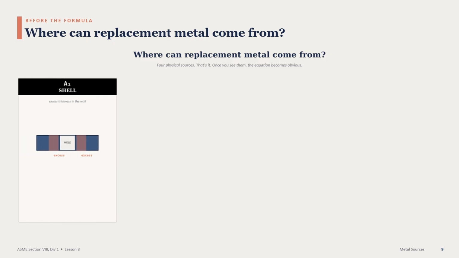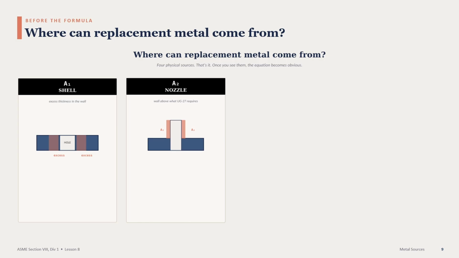First, the shell itself. If we specified a shell thicker than what pressure requires, that excess thickness is metal we can count toward reinforcement. See those orange bands in the sketch? That's shell metal beyond what UG-27 required for pressure. If we are near a hole and that excess metal is within the UG-40 zone, it counts. We call this area A1.